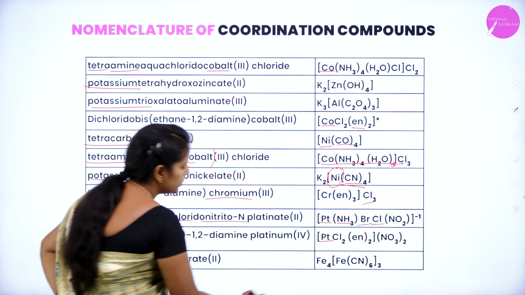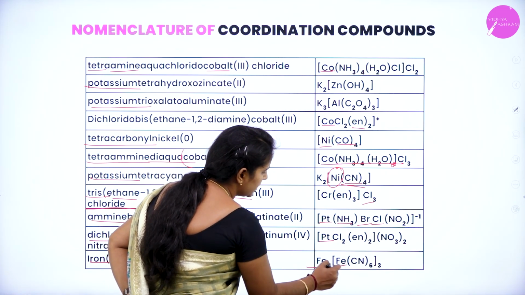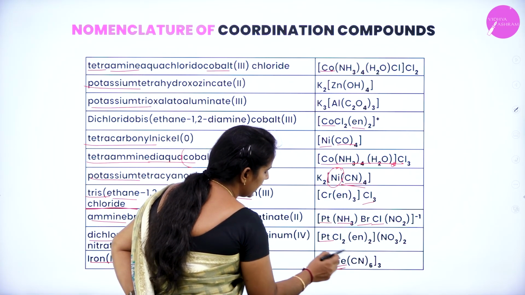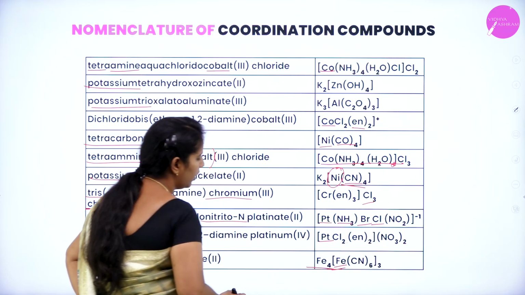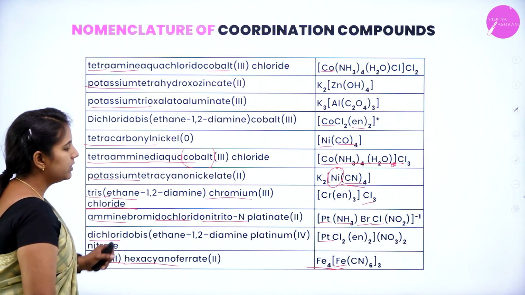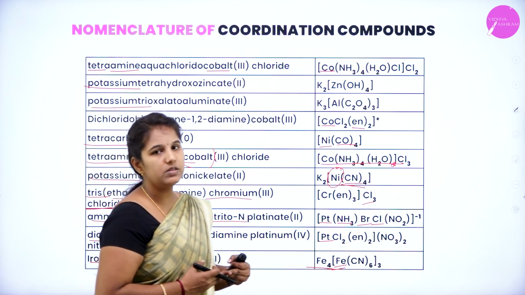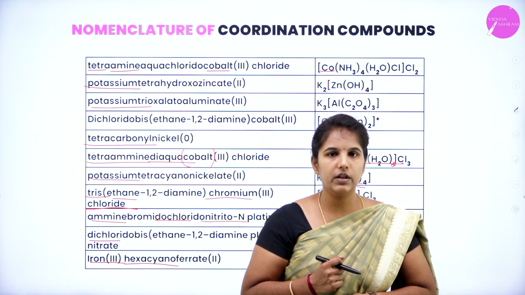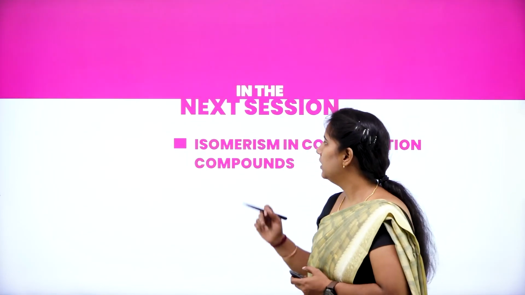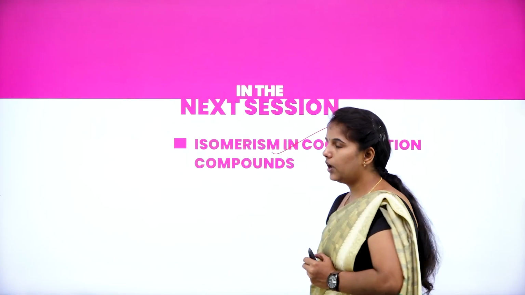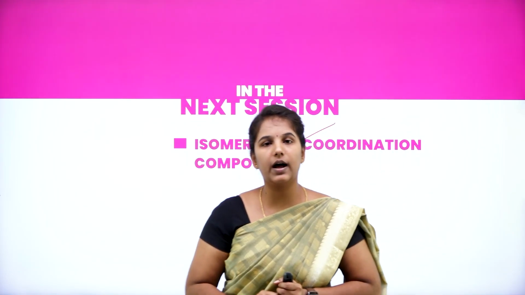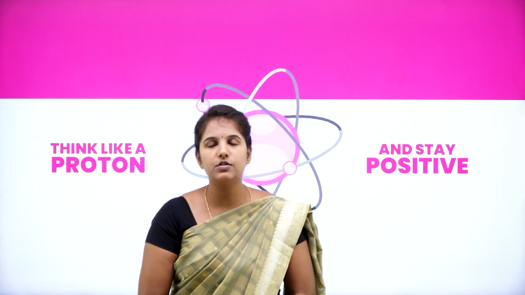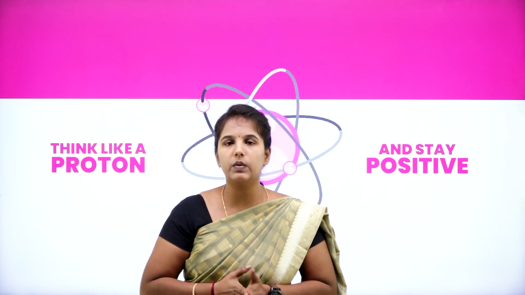Similarly, we have one more example, iron(III) hexacyanoferrate(II). So this is a counter ion and this is my central atom, surrounded by 6 cyano groups. So this is how, if the names have been given, we write the formula of that given coordination compound. So in the next class, we are going to understand more about isomerism and its types. By this, I would like to say what are all the things which I covered in this session.